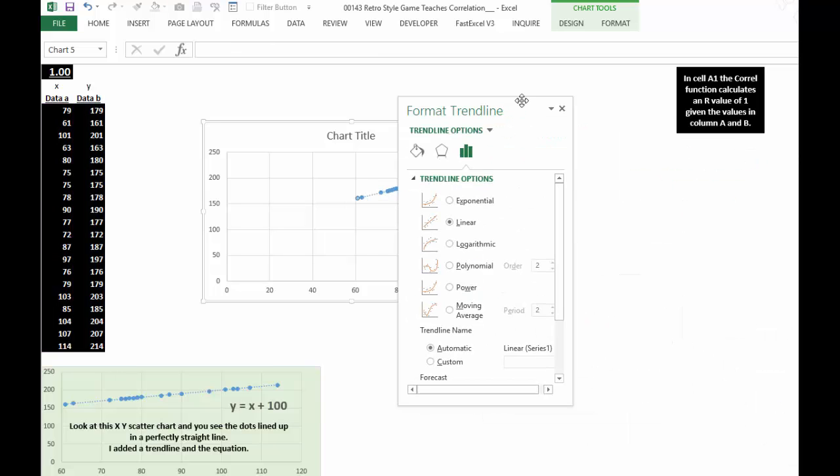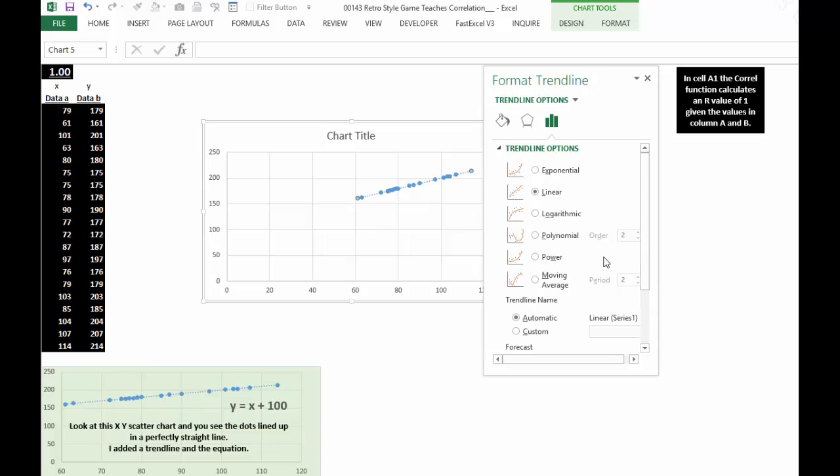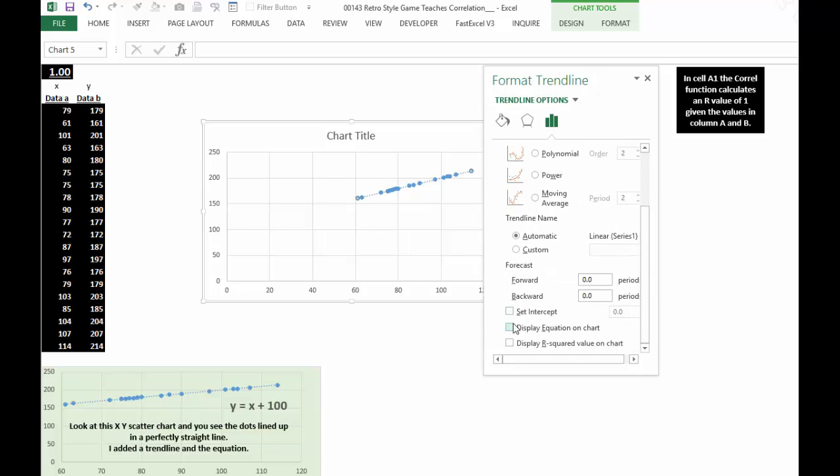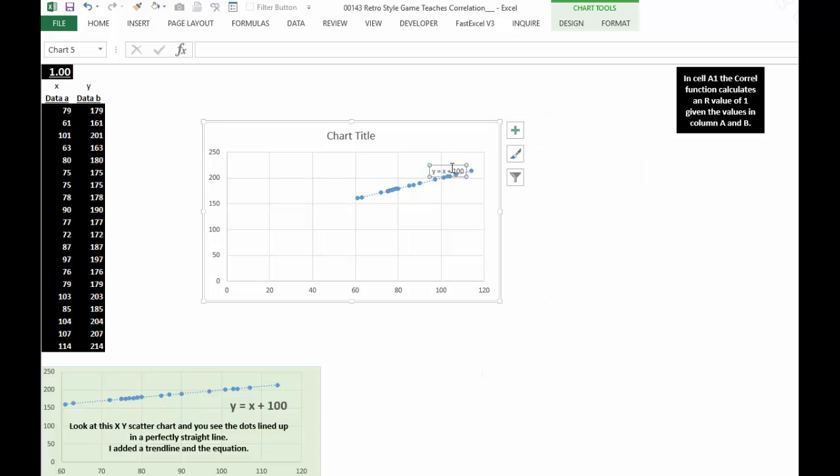It's off the side of the screen here, but now I'm going to say it's linear, of course. I'm going to say show the equation. And now it starts off kind of small, but you can add some formatting and make this bigger and easier to read. But we see it's the same thing as we have down here.